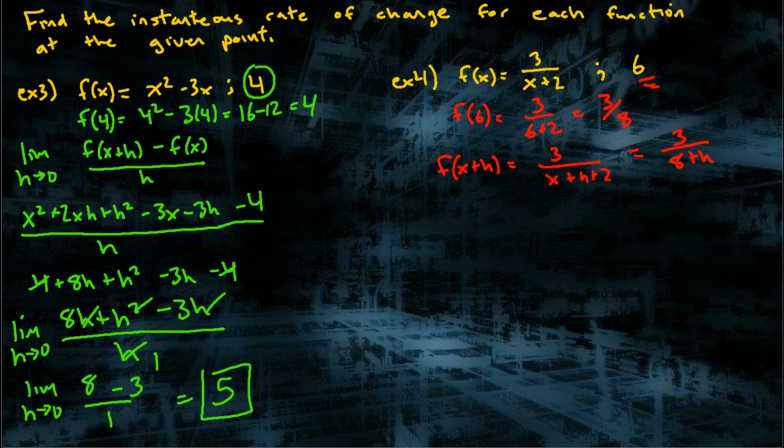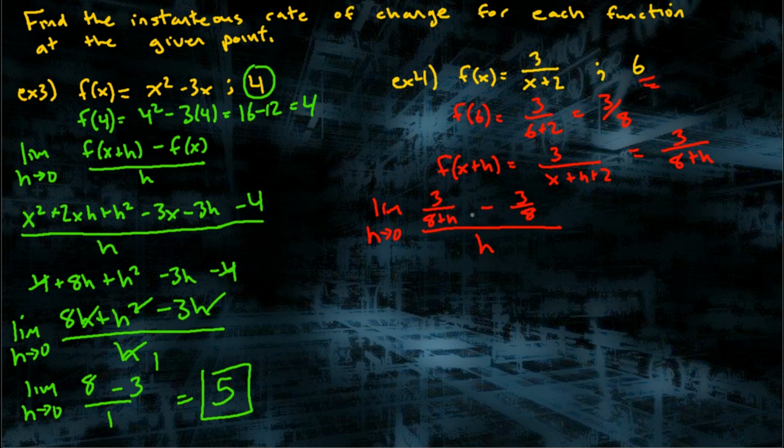Okay, so now what we're going to do is we're going to take the limit as h approaches 0 of, all right, so it's this piece first, so 3 over 8 plus h minus 3/8 all over h. Okay, so, wow, I need to get this h to cancel. Well, why don't we go ahead and do this subtraction up here?